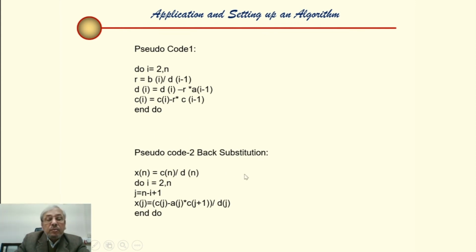And then through back substitution, xn is cn by dn, and then i equal to 2 to n. We do the back substitution through another variable, j equal to n minus i plus 1, and the do loop ends, and we get up to x1.